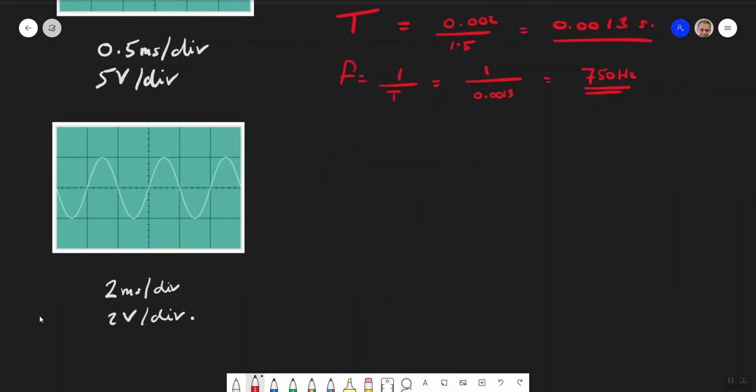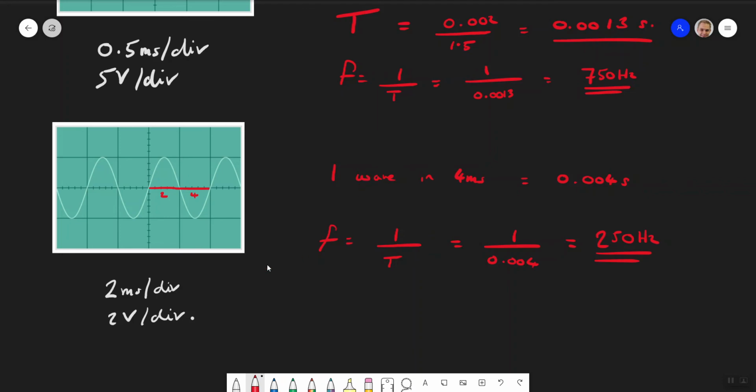And then the final one. So we have 2 milliseconds per division. So what's going on here? I've got one wave. I think this is the same one we just did at the start. So I've got 2 squares, so that represents 2, 4 milliseconds. So 1 wave in 4 milliseconds equals 0.004 seconds. So the frequency is equal to 1 over the time period. So it's 1 over 0.004, and we get 250. Yes, it is the one I did before I moved here.